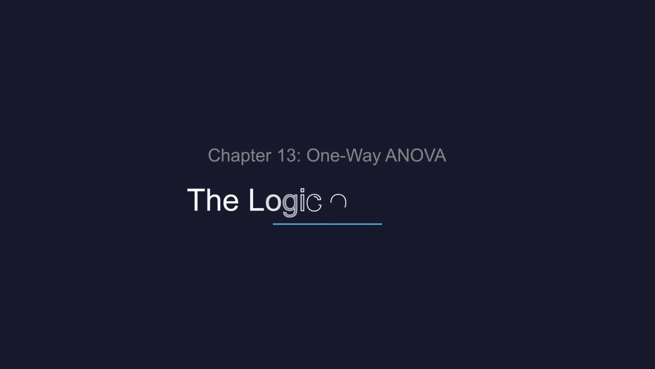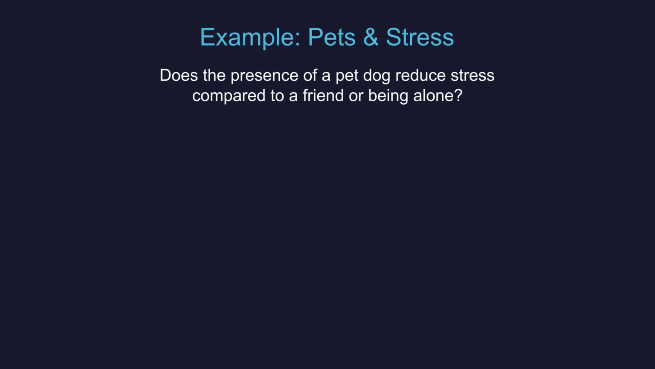Chapter 13, The Logic of One-Way Analysis of Variance. Here is our illustrative example. Researchers studied whether pets can moderate stress responses. Participants were monitored after a psychological stressor.